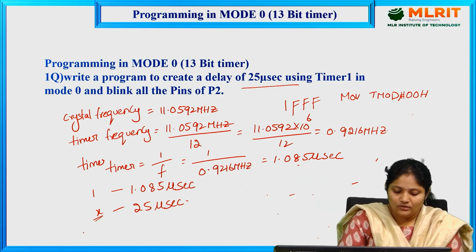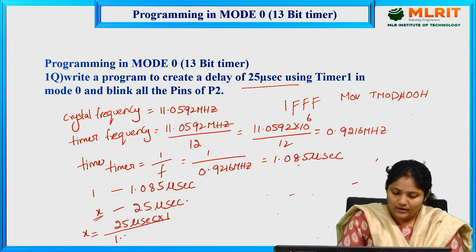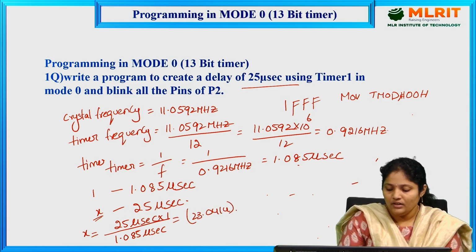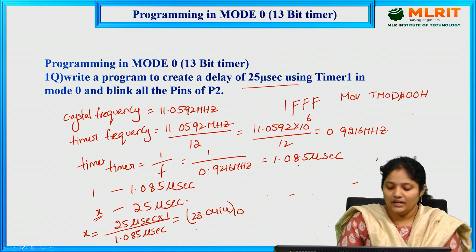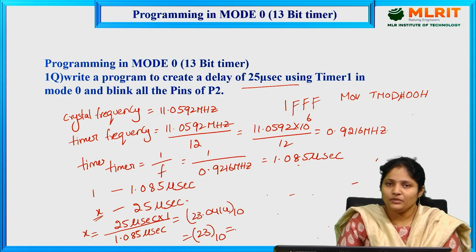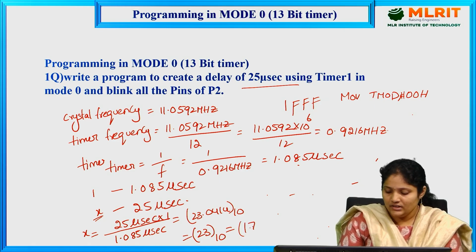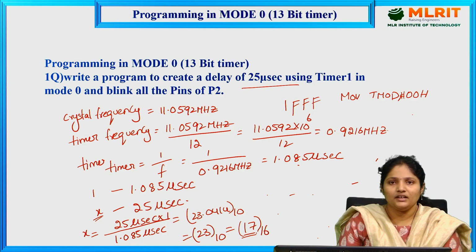So X equals 25 microseconds divided by 1.085 microseconds. The value here is 23.0414, but this is in decimal format. So I am taking the value as 23. We need to convert the decimal number into a hexadecimal number. What is the equivalent hexadecimal number for the decimal number 23? It is 17.